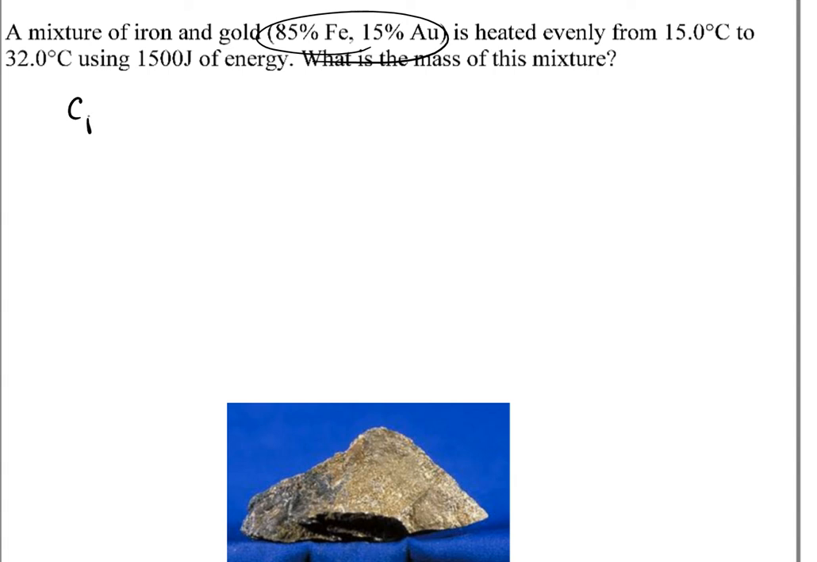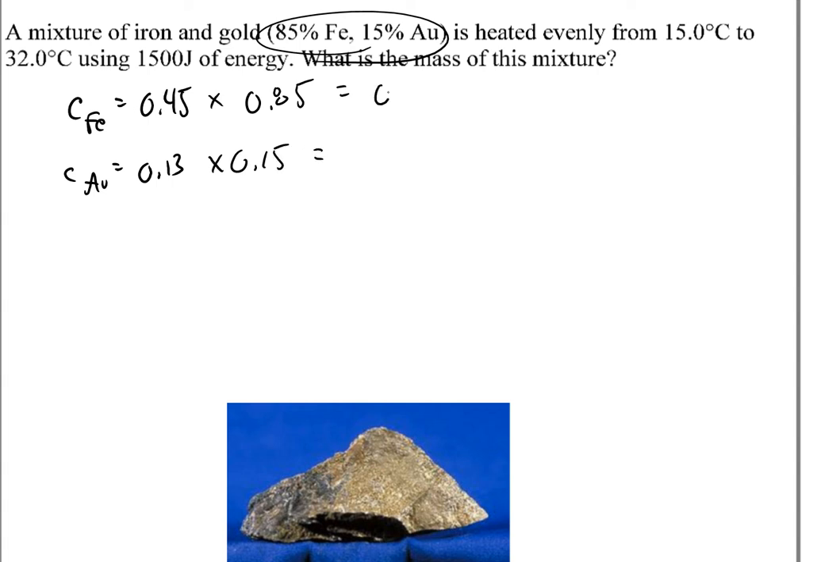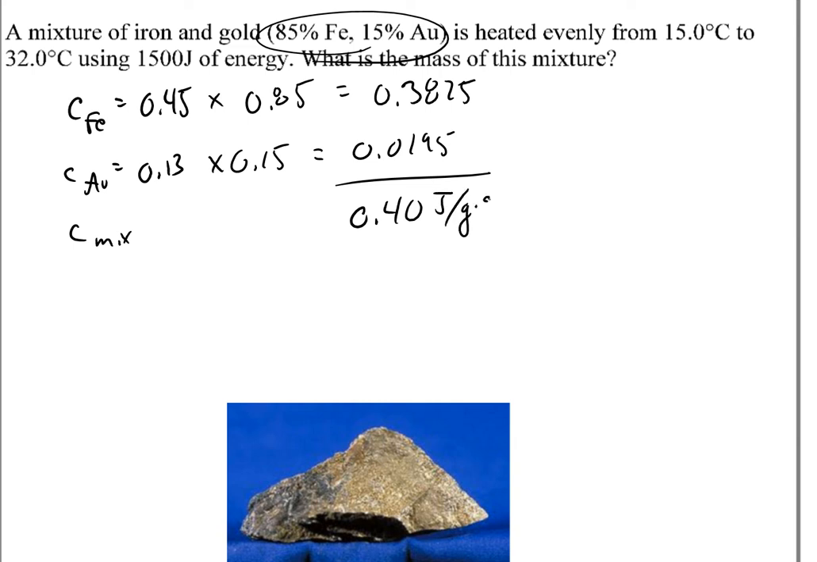If you look up the specific heats of iron, you get 0.45 joules per gram per degree Celsius. And for gold, you get 0.13 joules per gram per degree Celsius. Iron accounts for 85% of the mixture, while gold accounts for the remaining 15%. Doing this multiplication out, we get these values, which if we sum them, sum to the specific heat of the mixture, or 0.40 joules per gram per degree Celsius.